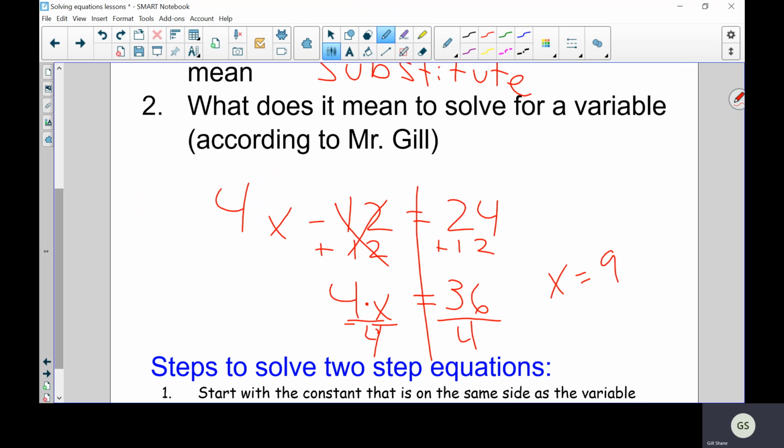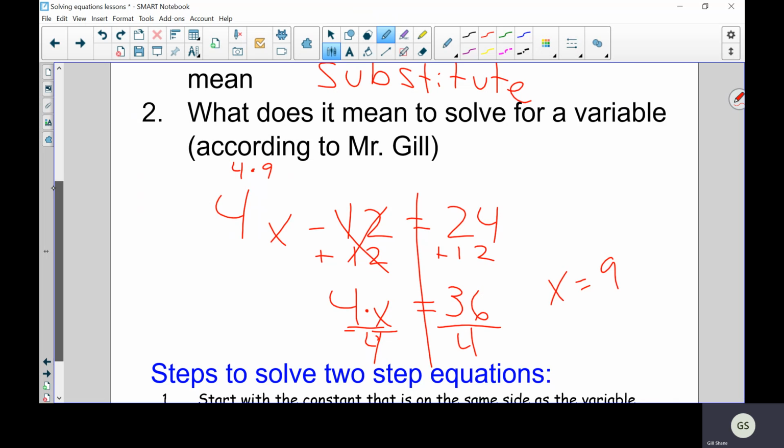Now, if that is truly the answer, when I plug it back into the original equation, the left side better equal the right side. So 4 times 9 is 36. 36 subtract 12 is 24. So the left side equals the right side. That's what an answer is. You plug it in, the left side equals the right side.